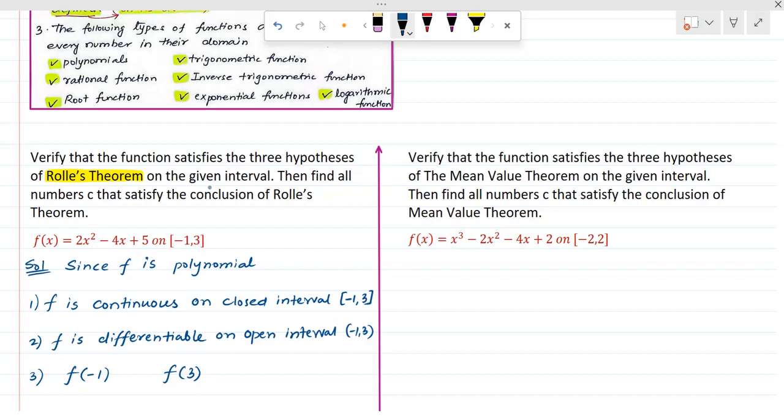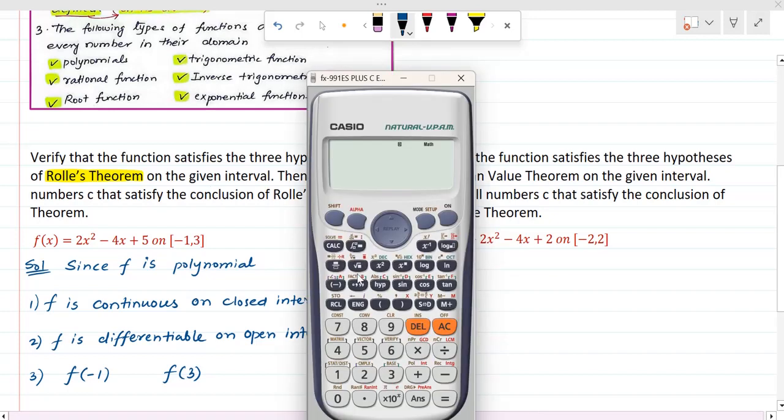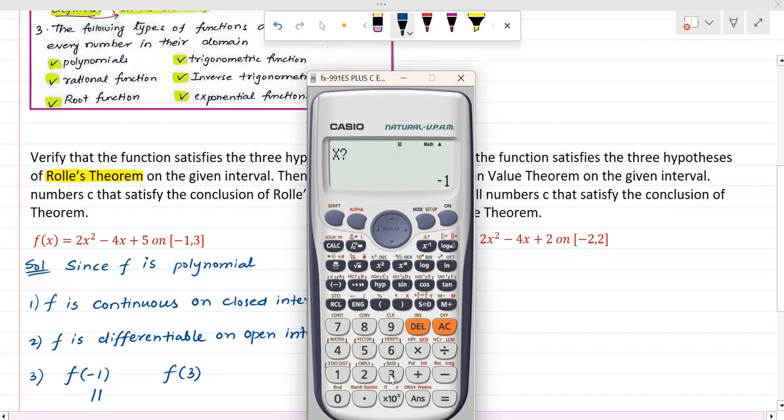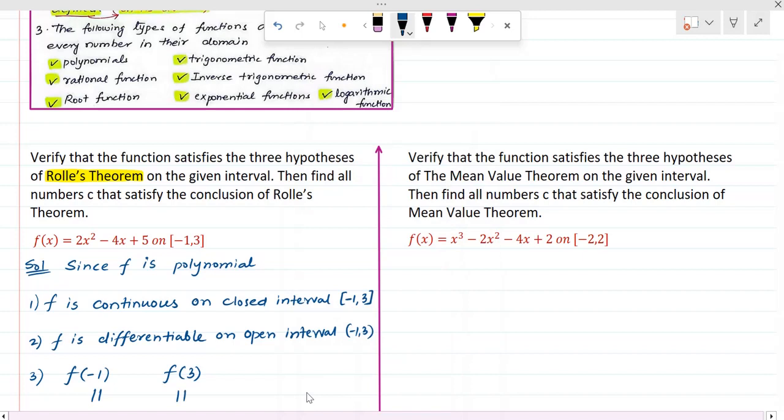I just take the calculator and find the values. Let us fix the function first: 2x squared minus 4x plus 5. Then calc, give the value -1, and the value will be 11. So you get 11 here. What about calc at 3? The value is also 11. Therefore this is satisfied, both values are equal to 11. So Rolle's theorem is satisfied.